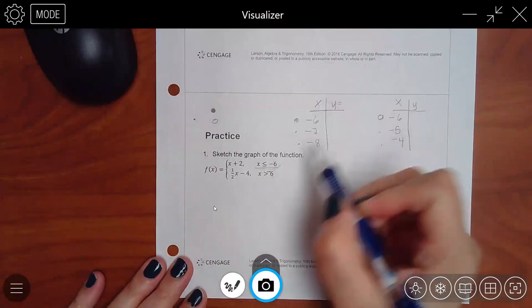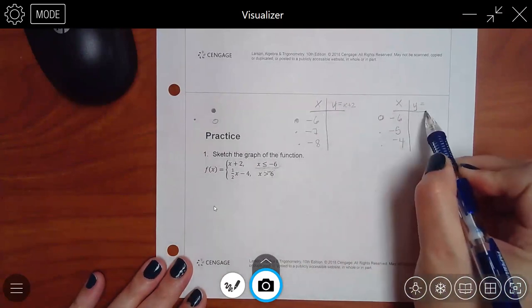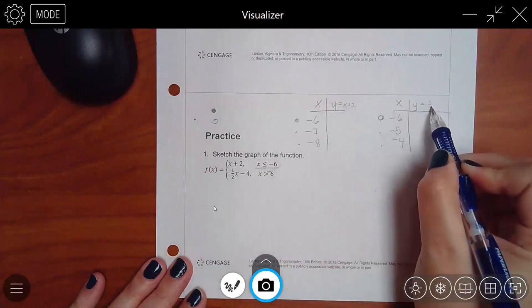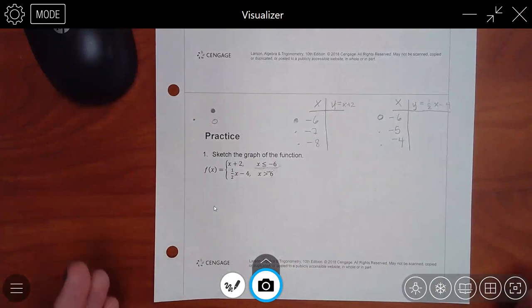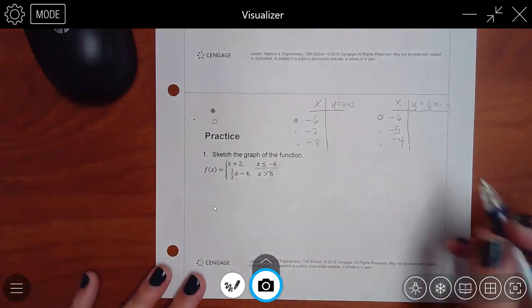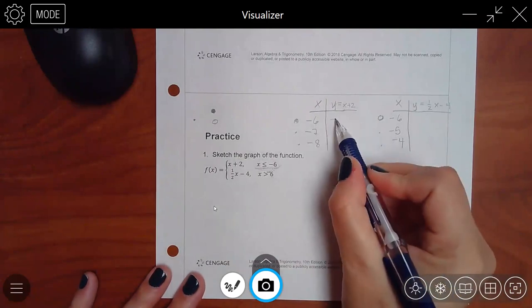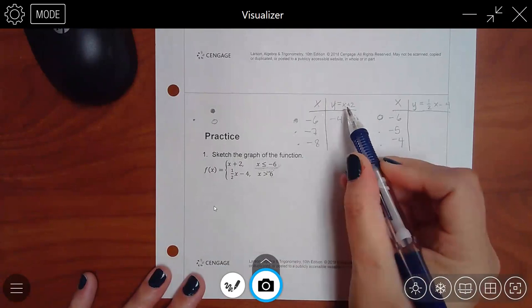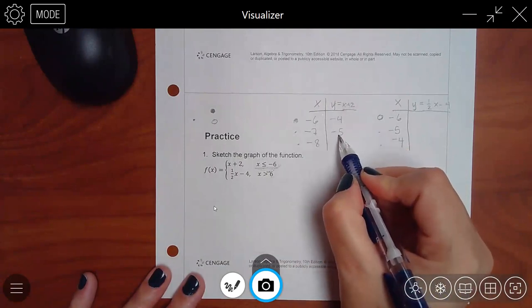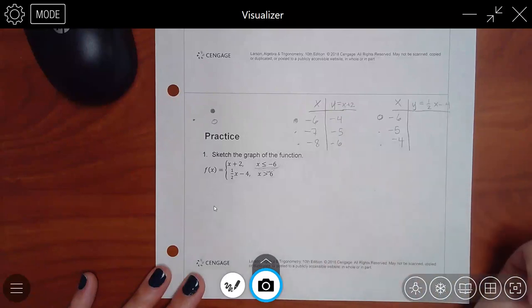So for this one, since I'm using the top, I'm going to put x plus 2. And for this one, I'm using the bottom function. So I'm going to just write that function up there, just so that we know which one we're using, right? So if I plug -6 into here, I'm going to end up with -4. If I plug -7 into this top function, I'm going to end up with -5. And if I plug in -8, I'm going to end up with -6.